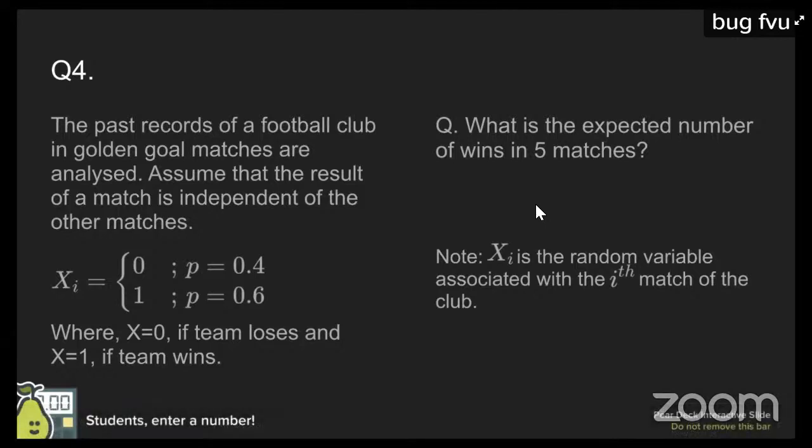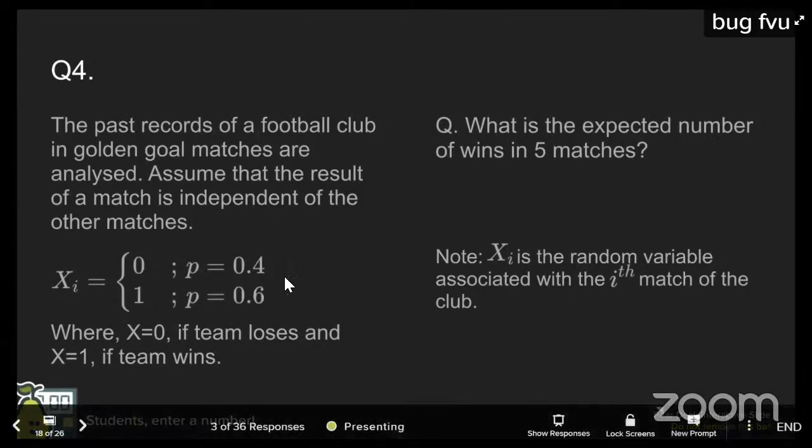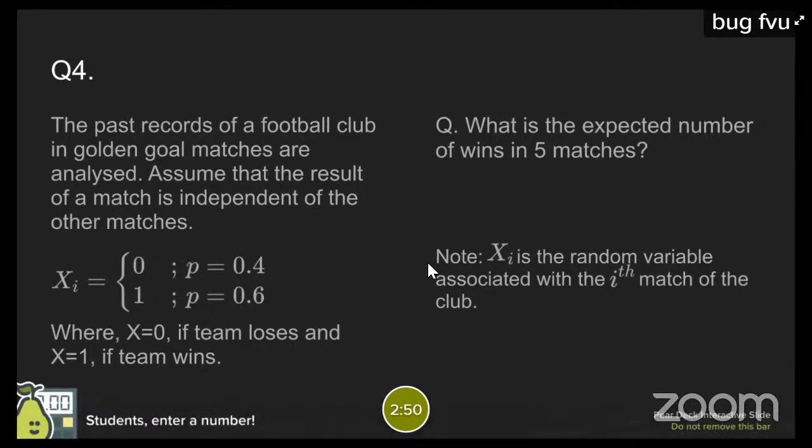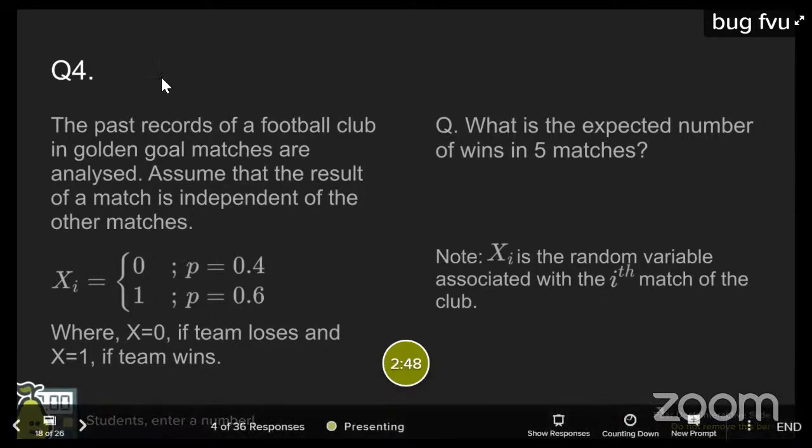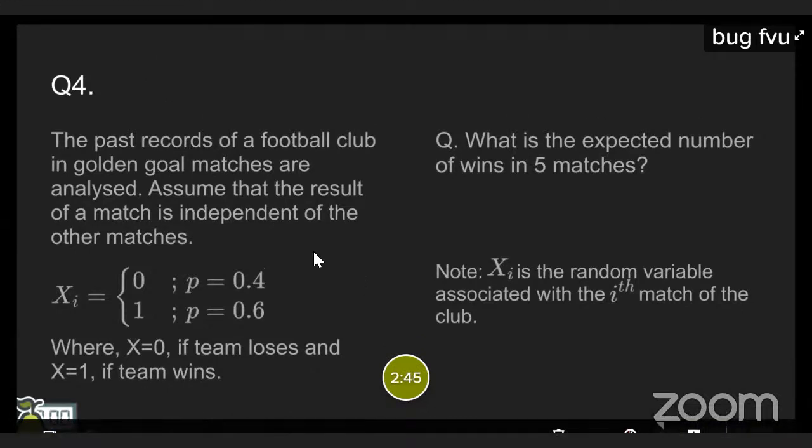Okay, so see, our major concern is the number of wins in 5 matches, right? So you can split it into 5 small random variables. X1 denotes the result of the first match, X2 denotes the result of the second match. Similarly, X5 denotes the result of the fifth match. Just try to think on it. Sir, it's a Bernoulli random variable. It's taking only 2 probability.